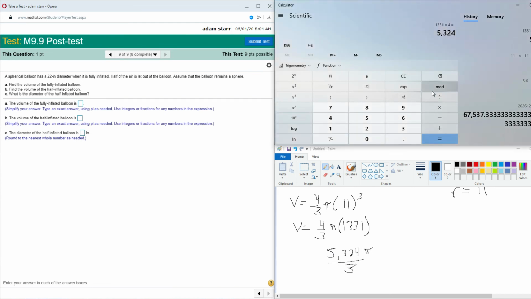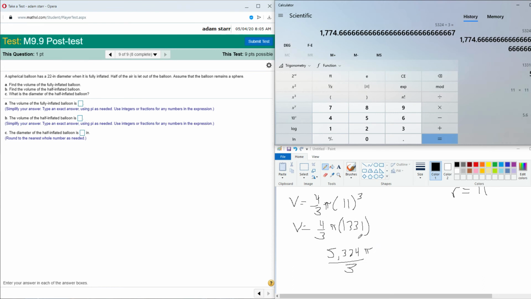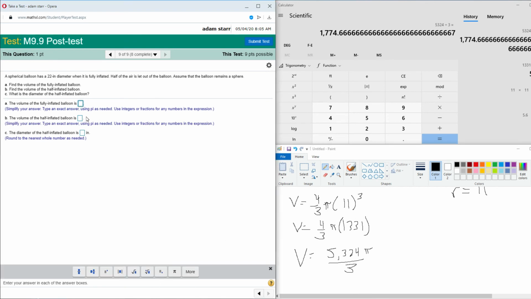Now I'm going to see if I can actually divide by 3, and I cannot. So this is my volume, because I got a decimal. This is my simplified volume of the fully inflated balloon. It does say use pi as needed to type an exact answer. So this is what I'm typing in: 5,324 pi divided by 3.